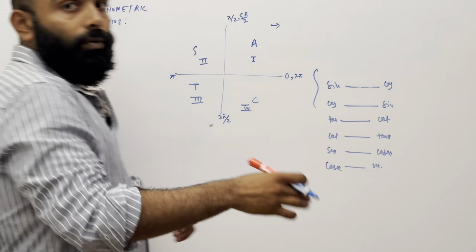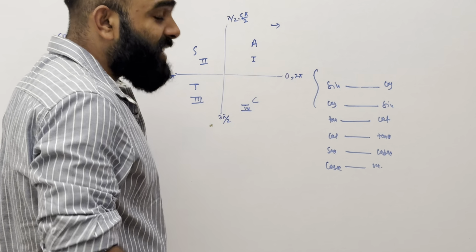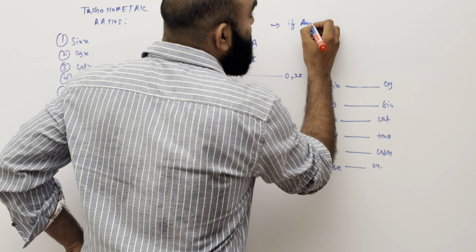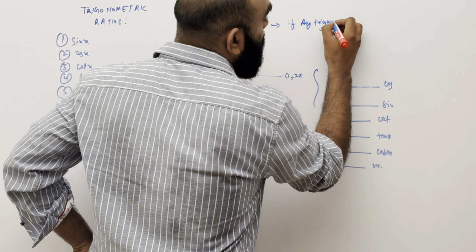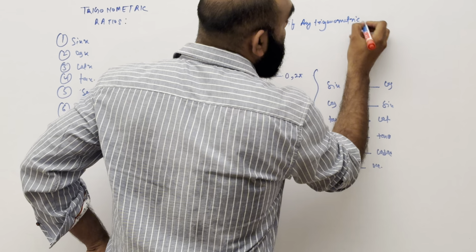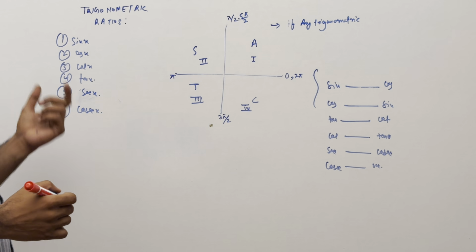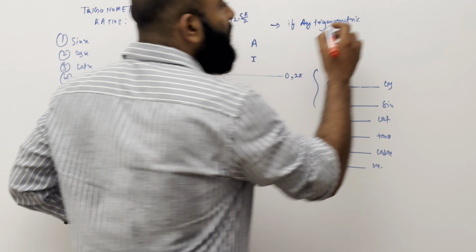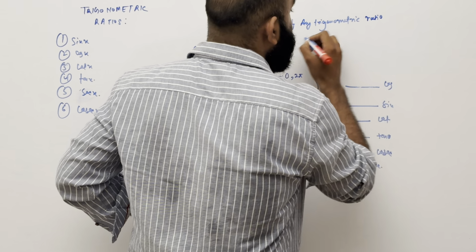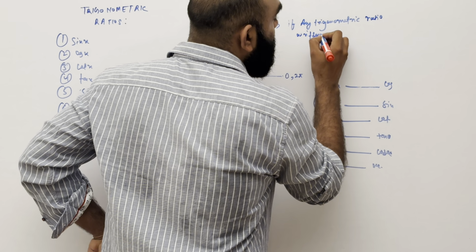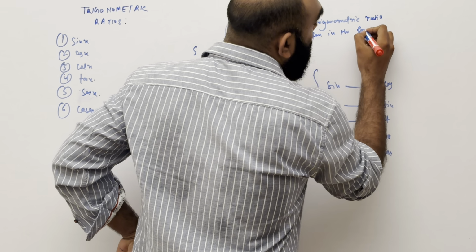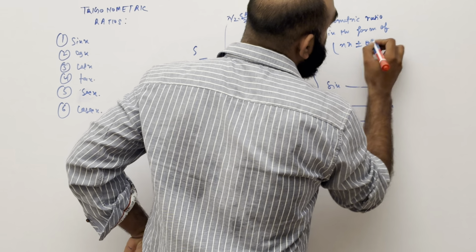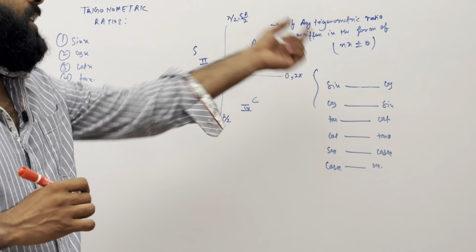Okay, fine. Let's start with the second rule. Second rule: if any trigonometric ratios, and what are the trigonometric ratios? These are my trigonometric ratios: sin x, cosec x, tan x, cot x, sec x, cos x. So if any trigonometric ratio is written in the form of n pi plus minus theta.